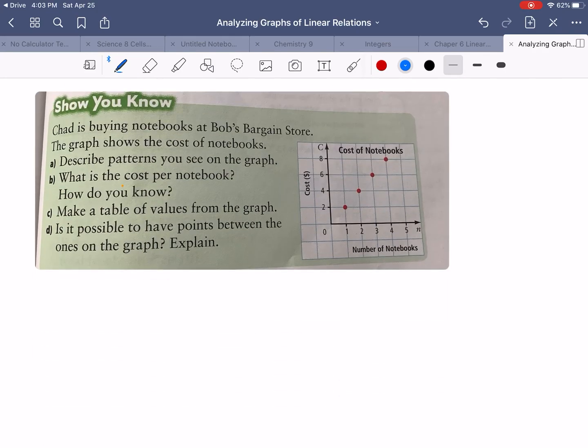The second problem says Chad's buying a notebook at Bob's Bargain Store, and the graph shows the cost of a notebook. Describe the pattern you see on the graph. Okay, here we go back to the graph. So the first point looks like it stops at 2. The next one stops at 4. The next one stops at 6. And the next one stops at 8. So we know that our pattern is +2 on the graph.